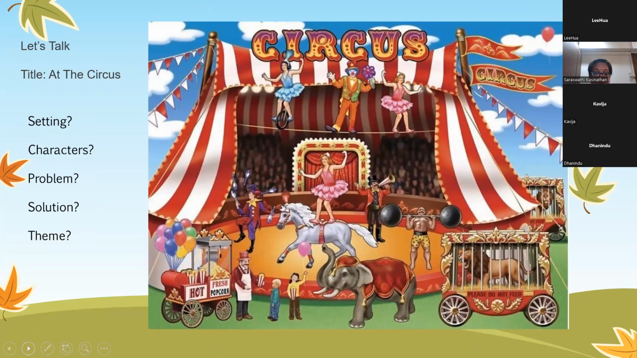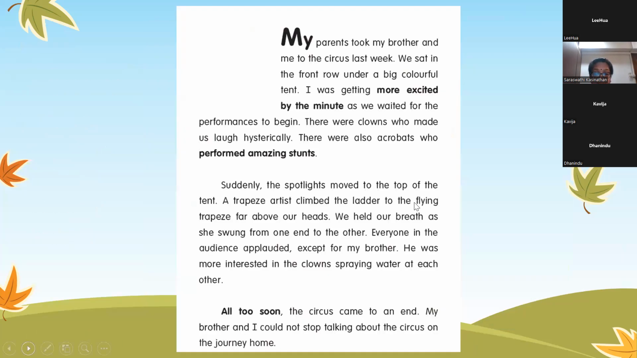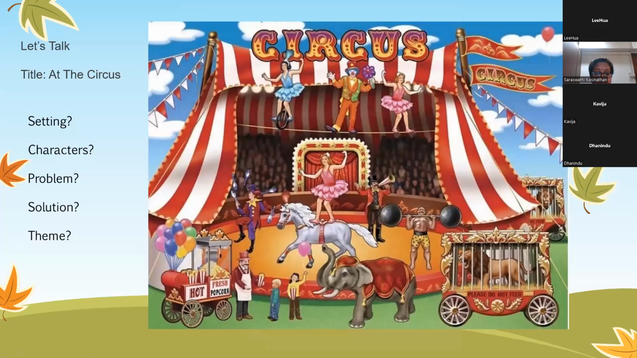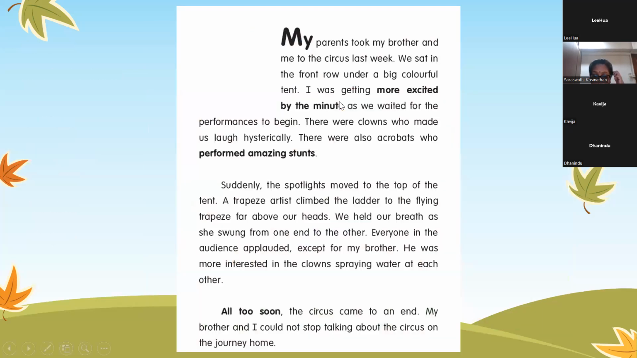All right. So we are going to look at the example story here. This is an example story about a circus. I'm going to read it once and then we read it together as a group so that everybody can do it. Normally it has a title.